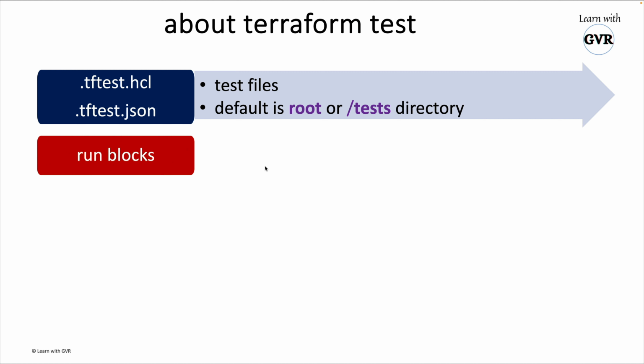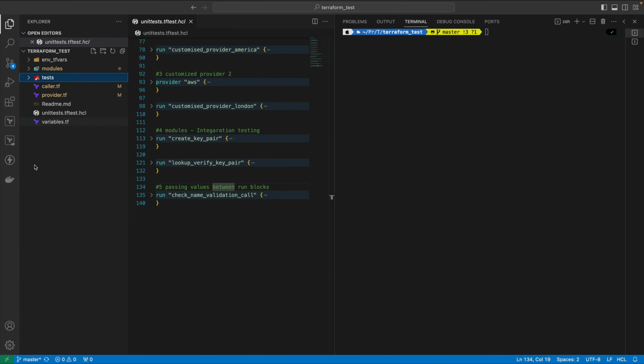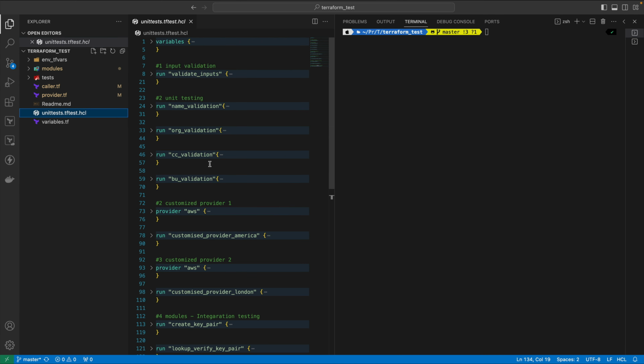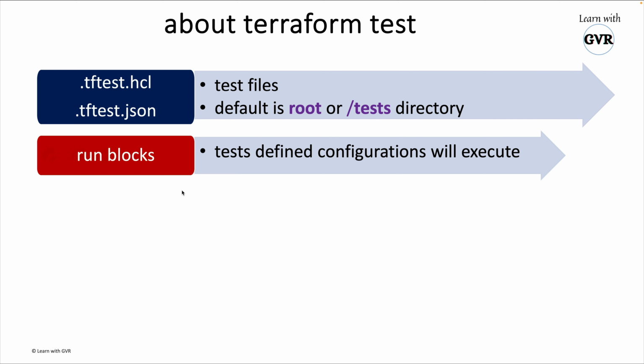Second is the run block. When I say Terraform test, every .tftest.hcl file will have a run block. This run block will have the required configuration. Whatever the configuration, whatever the unit test, whatever the integration test, everything will run in the run block. If you look at my Terraform test file, you see a lot of run blocks here. So a run block means there is some test inside, as simple as that.